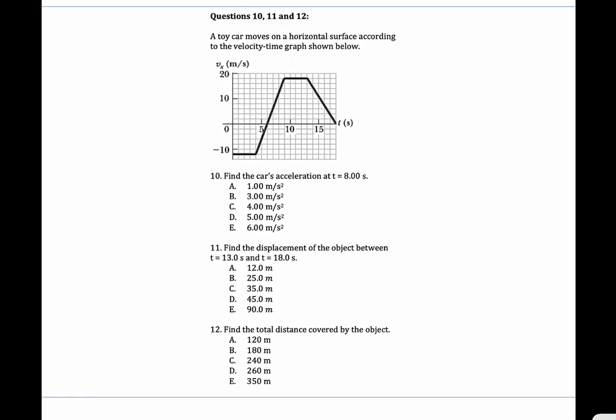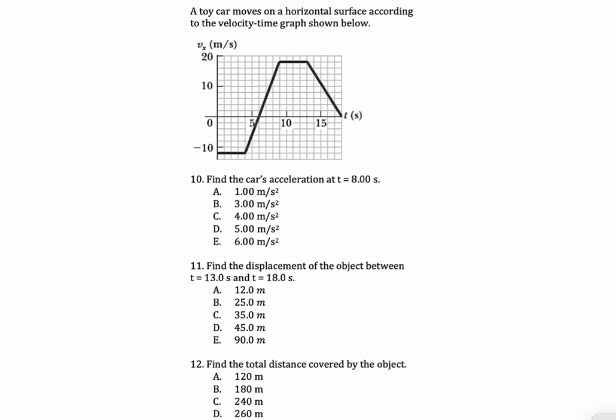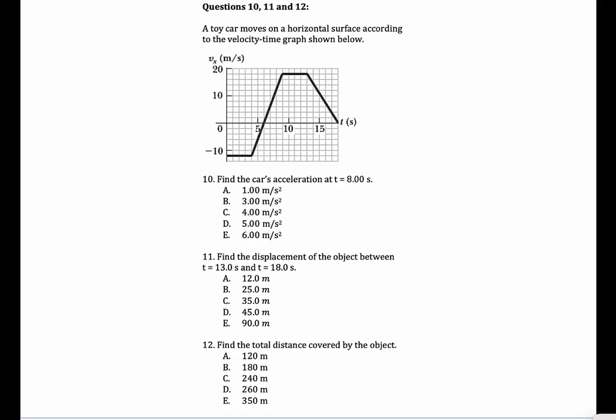Now we have again a velocity versus time graph, and we need to find a few pieces of information: what is the acceleration, what is the displacement, and what is the total distance. Now the acceleration on the velocity versus time graph is equal to the slope. So we'll go to 8 seconds, somewhere here, and we're going to try to find the slope. Now the slope is rise over run.